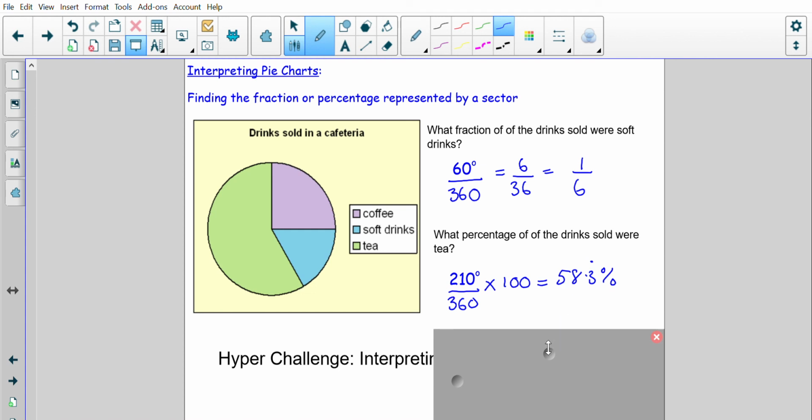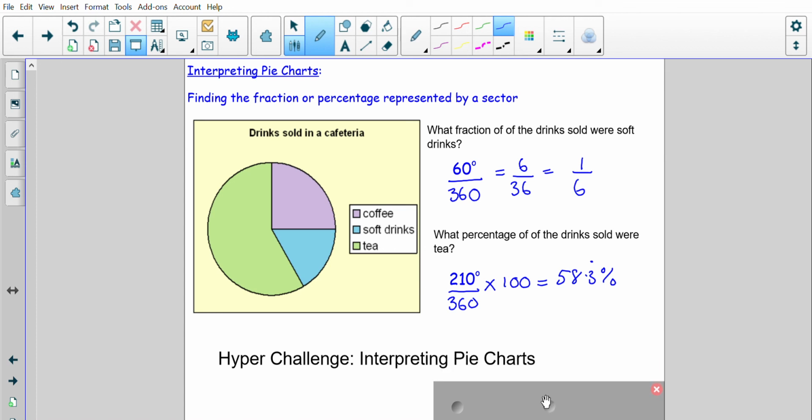But it all stems from having the number of degrees as a fraction out of 360 and then working out your fractional percentage. You can now have a go at the hyper challenge, the interpreting pie charts questions.